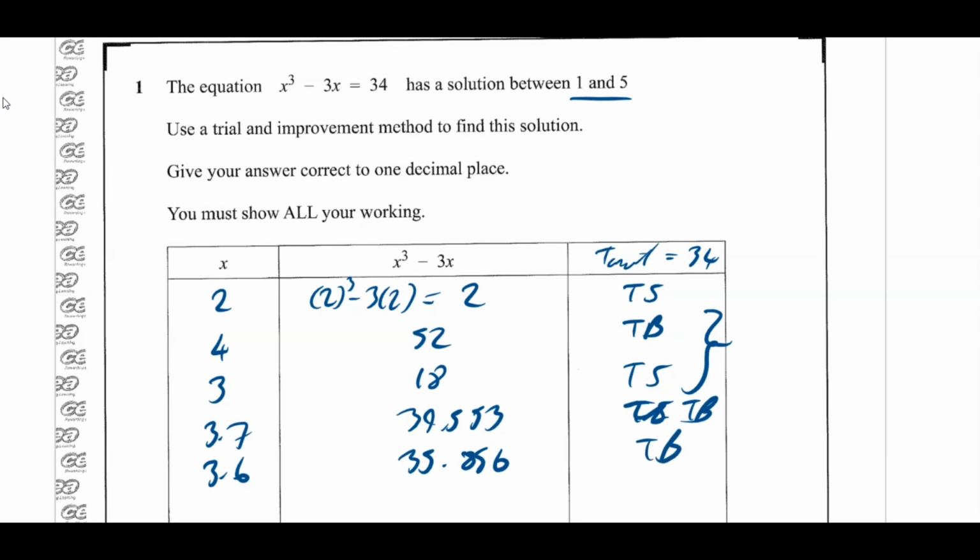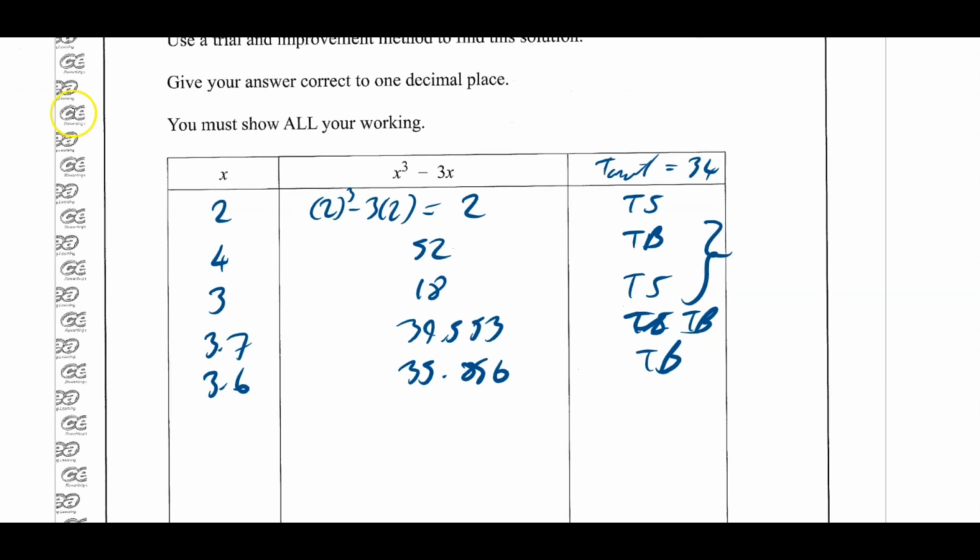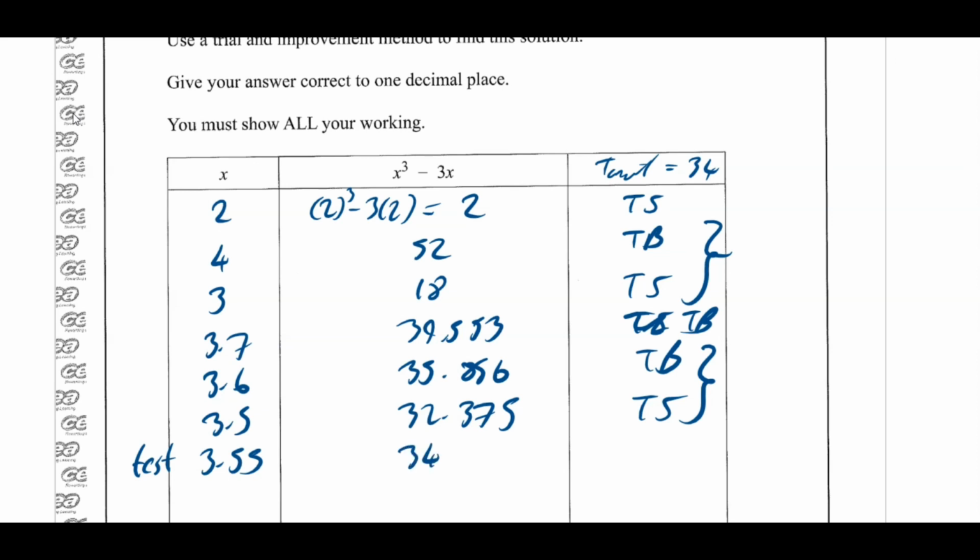It's getting closer. I'll try 3.5, and when I put in 3.5, it gives me 32.375, which is too small. But I now know my answer is either 3.6 or 3.5, so you must test this. So test 3.55. Delete your 3.5 to 3.55, press equals, and that gives me 34.08875, which is just ever so slightly too big, but it's still too big.